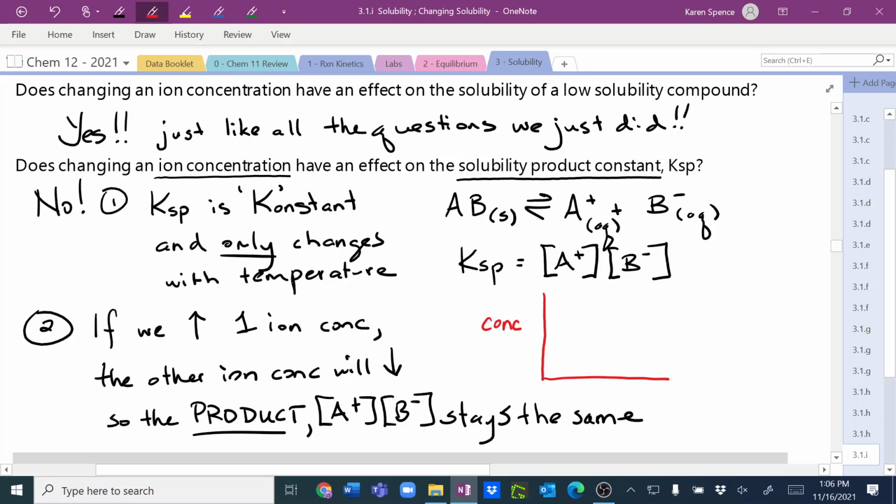And initially, let's say we dumped some A and B into solution. If I did the dump and stir method of making that solution, what could you say about the concentration of A and the concentration of B? They would be the same because every time I put in an AB, it separates into one A and one B. So I've got A and I've got B, and they're equal at the beginning.